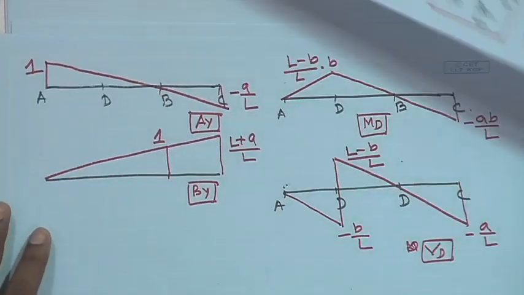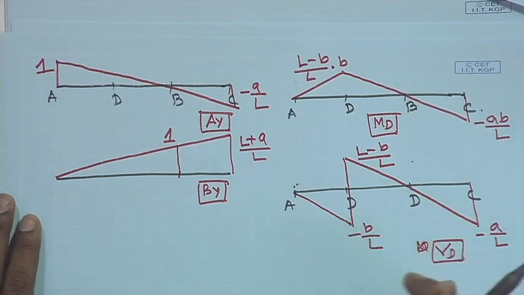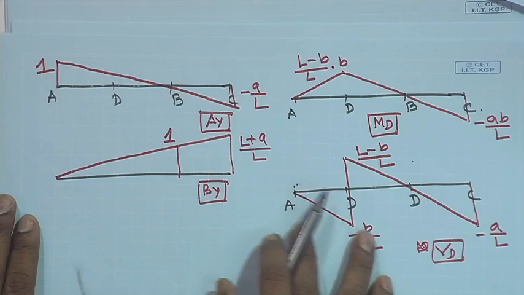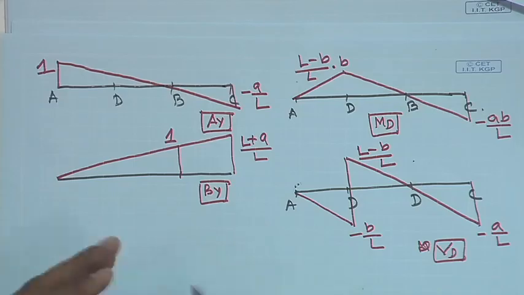Now, one thing you might have noticed is that since it is just a concentrated unit load moving along the length of the beam, your influence lines are always piecewise linear. It means that your influence line is always a collection of straight lines. So, the variation is always linear. That is what I wanted to mention. If you know the value of the influence line at two points, in between them you can just join them and get the influence line.